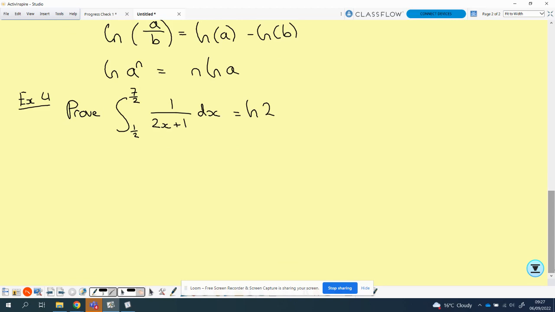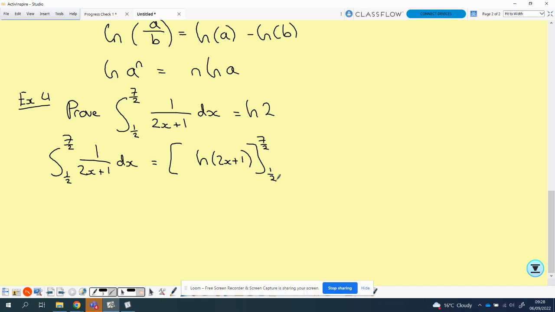Right, so we start at the left hand side. So I'm going to integrate, with the limit 7 over 2 and a half, 1 over 2x plus 1. Okay, so here we're using our log rules. We've got 1 over 2x plus 1, so we've got log 2x plus 1. But remember, I need to differentiate the bracket, which is 2, so I get a half log 2x plus 1 with the limit 7 over 2 and a half.